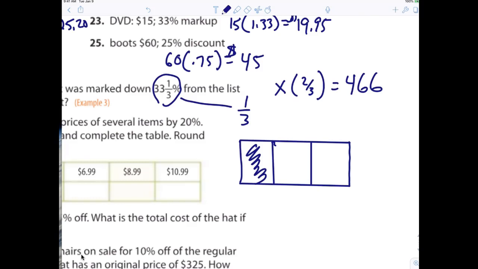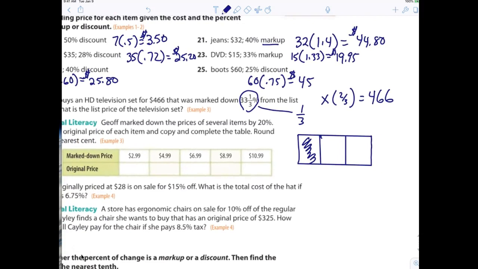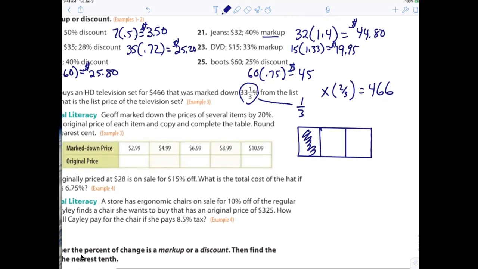Now again, like I said, that was the hard one. Does everybody agree? All right. So how do I get rid of a fraction? You multiply by the reciprocal. What's the reciprocal of 2/3? 3 halves. That's right. So x is equal to 466 times 3 divided by 2. 699. So the original price was $699.